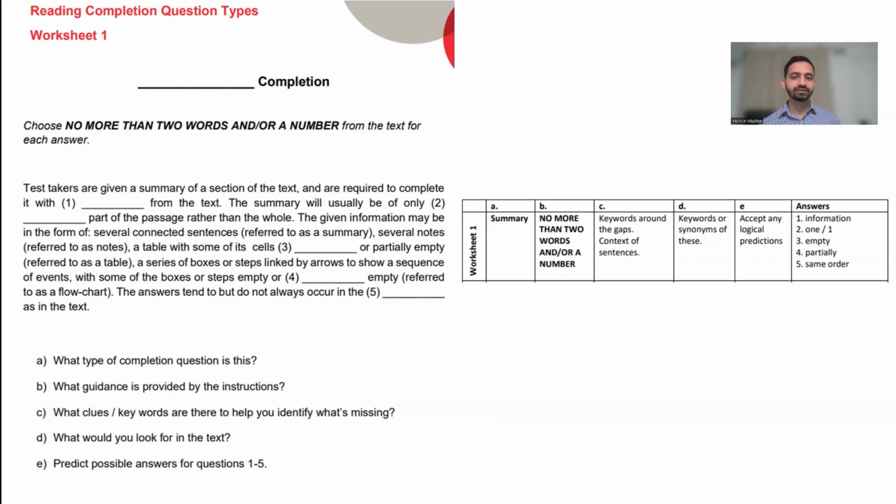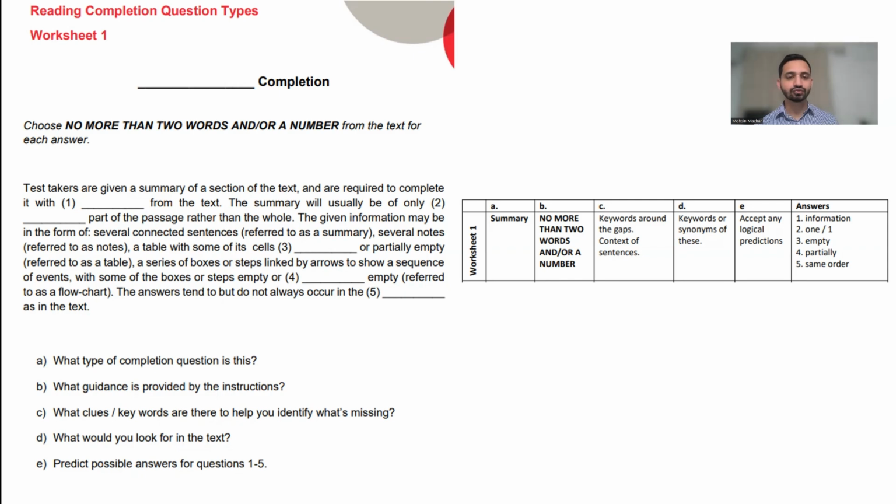rather than the whole. The given information may be in the form of several connected sentences, referred to as a summary; several notes, referred to as notes; a table with some of its cells empty or partially empty. So when you're reading around the blank, you would know what type of information you're looking for. Or a series of boxes or steps linked by arrows to show a sequence of events, with some of the boxes or steps empty or partially empty. Number 4 is referred to as a flowchart.